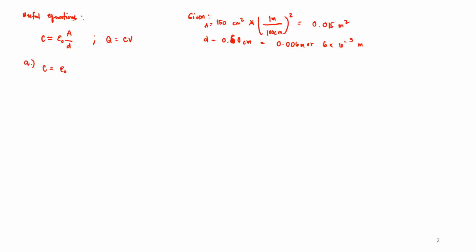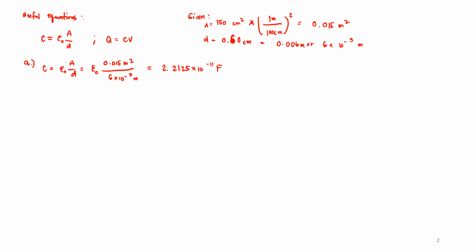So we have here A over D. So we have epsilon naught multiplied by 0.015 meters squared divided by 6 times 10 to the minus 3 meter. The value of your epsilon naught is 8.85 times 10 to the minus 12. So multiplying this, we will get 2.2125 times 10 to the minus 11 farad.